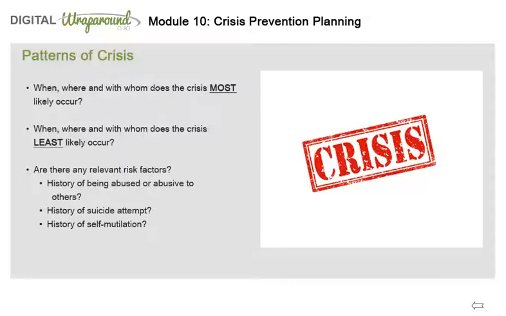When, where, and with whom does the crisis most likely occur? When, where, and with whom does the crisis least likely occur? Are there any relevant risk factors? History of being abused or abusive to others? History of suicide attempt? History of self-mutilation?